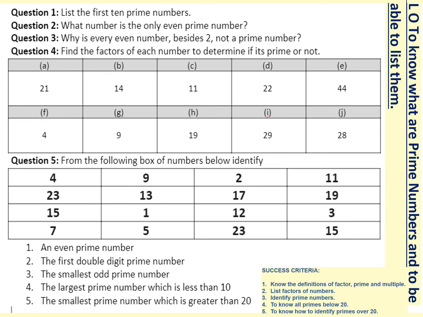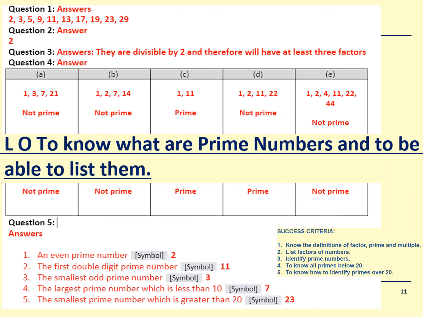Now you've got a few questions. Pause this video for about 10 minutes and attempt all the questions. And here are the answers. Mark your work with green pen. Mark yourself how many you've done out of 5. If you answered all the questions correctly, then you know what prime numbers are and you are able to list them, which was today's learning objective.